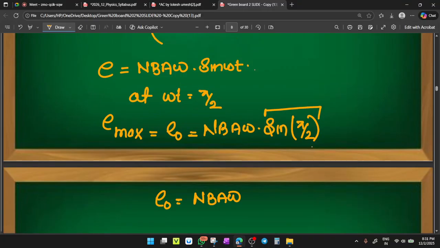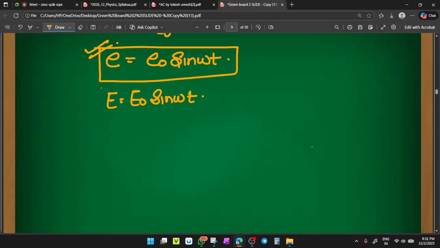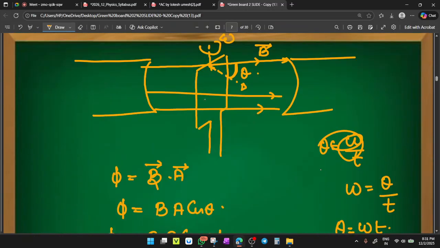Okay. So place the value here in equation number 1. You will get the final equation for the EMF: E equals E naught sin omega t. Clear? Here E naught is the maximum value of the EMF, the peak value of the EMF. So in this way, we have generated the sinusoidal voltage, and this device that is used to generate the voltage is called an AC generator.